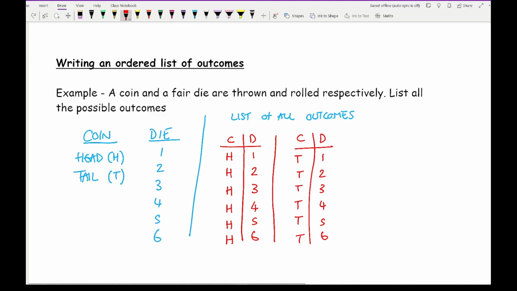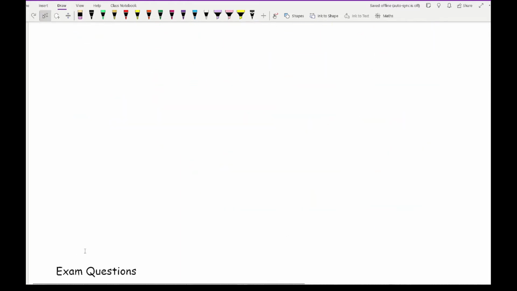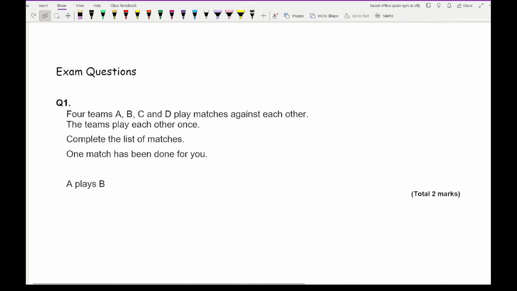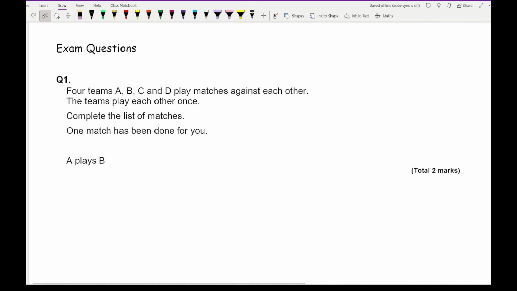So looking at this, if I count how many different combinations I've got, you can see that I've got 12 different combinations. So I've got a total of 12 combinations that I could get, like so. So let's have a look at some exam style questions then and see how this relates to what you can expect when you're doing a test or an exam.